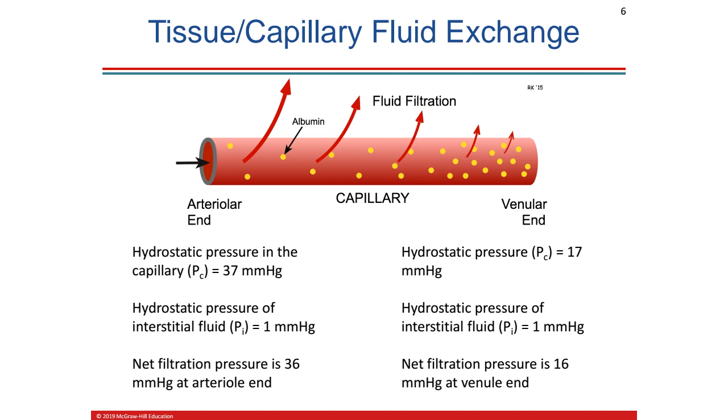Okay, now let's look at the other end, at the venular end. We have, at this point, a hydrostatic pressure in the capillary, or P sub C, of 17. So now this dropped pretty significantly from 37. And the hydrostatic pressure of the interstitial fluid is constant, so it's about 1 millimeter of mercury. So then our difference is that the net filtration pressure is now 16 millimeters of mercury at the venule end.